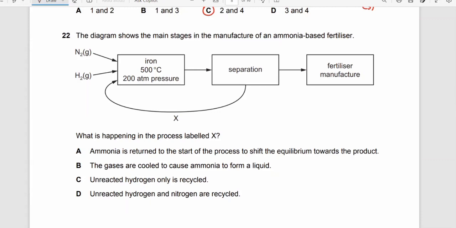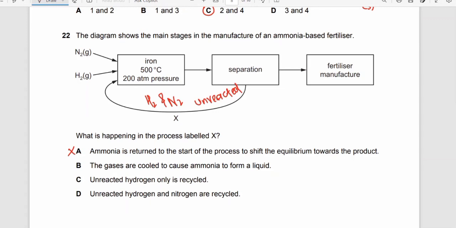Yes, here the hydrogen and nitrogen which are unreacted are recycled. Okay, they are given back, and then they are again compressed and passed over the hot iron powder so that they may convert into ammonia. What's happening in the process labeled X? Ammonia is returned to start the process to shift the equilibrium towards the product. No, ammonia is not shifted at all. It's separated. The gases are cooled to cause ammonia to form a liquid.